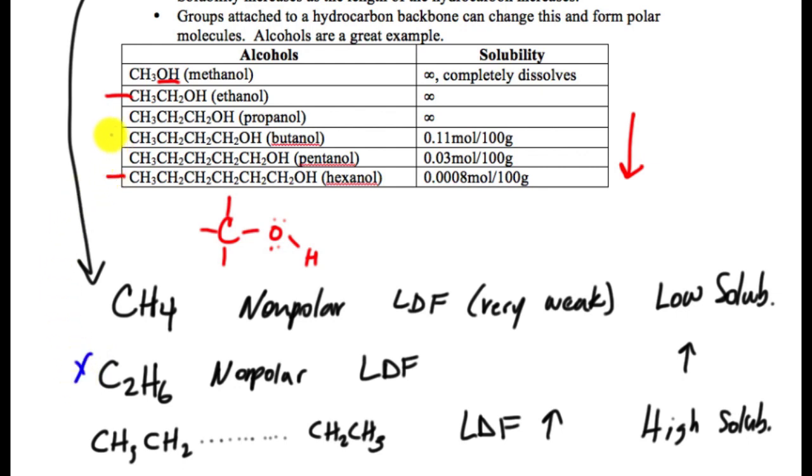If they give you ethane and they give you ethanol, and they ask why ethanol is soluble in water, well, this one isn't. It's because of that OH group. Okay. Now, let's complicate things a little bit more.